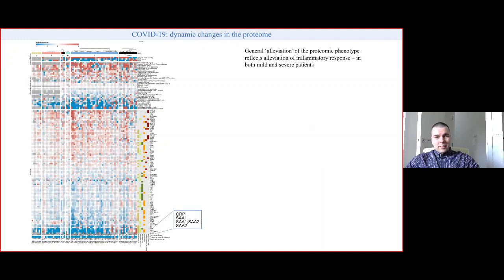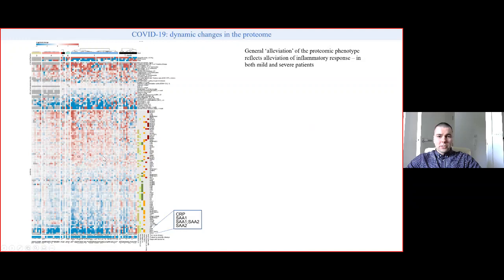What was very surprising to us is that this response is very similar between mild patients and severe patients. We can quantify this statistically and identify the proteins. There are several proteins which are different, but primarily it's very similar. And we think this reflects the general alleviation of inflammatory response with time.